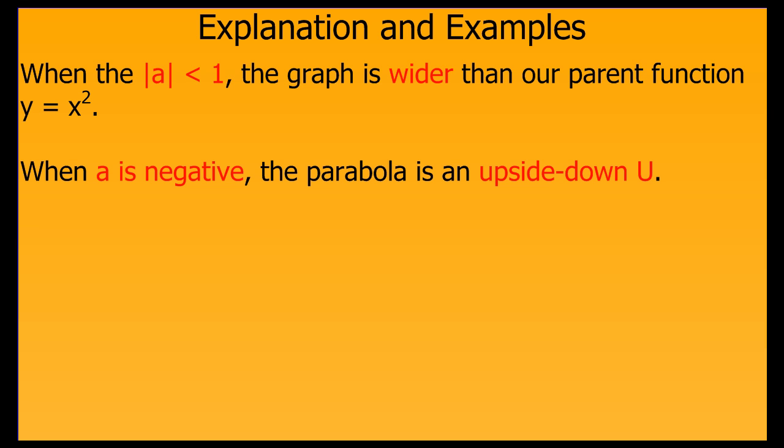Which leads to our second generalization, that if the absolute value of a is less than 1, the graph is wider than our parent function. And it's still true that if a is negative, our parabola will face down.